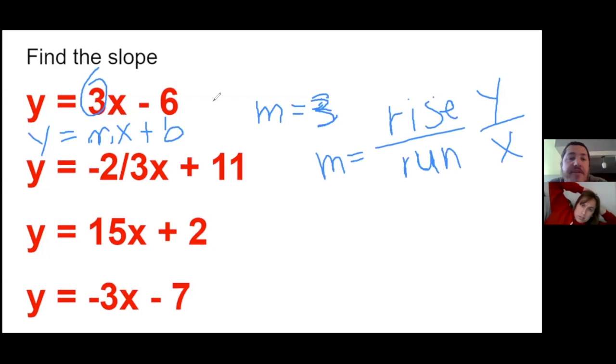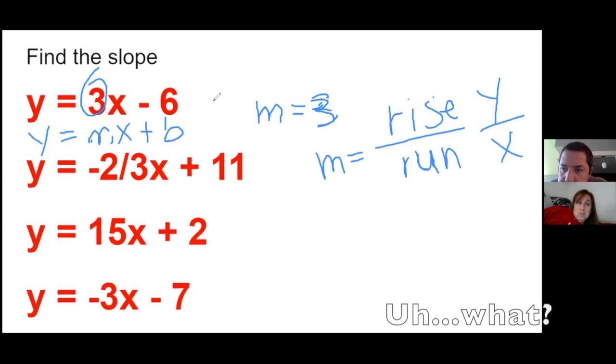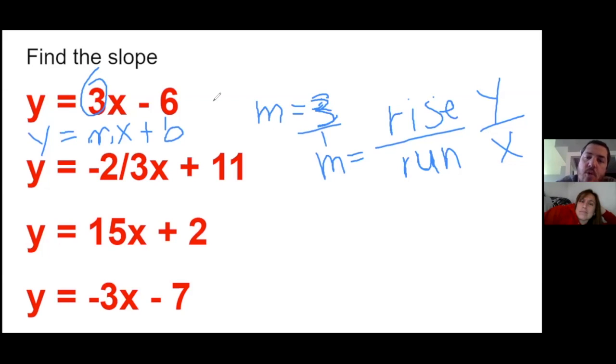So let me ask you this: what do you think the run is in this problem? Can't see it, but it's there. So y is 3. That's why we have 3. So it went up 3. What do you think it went over? 1. 3 divided by 1 is 3.